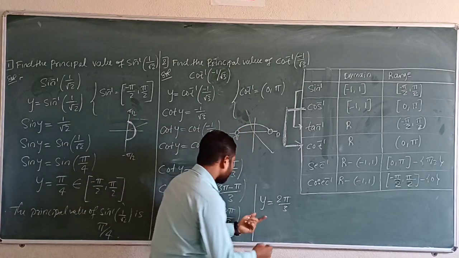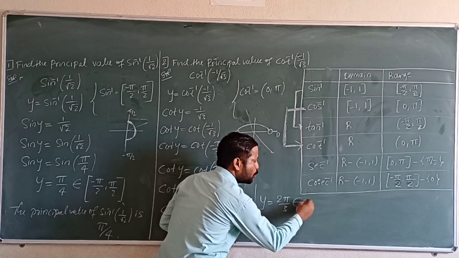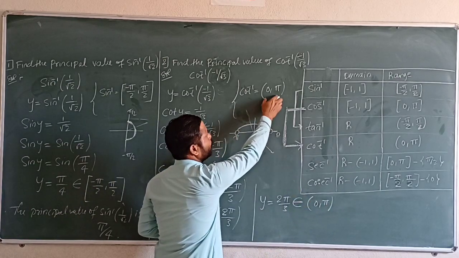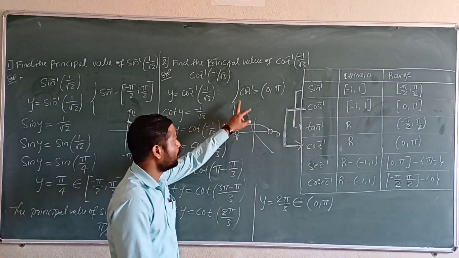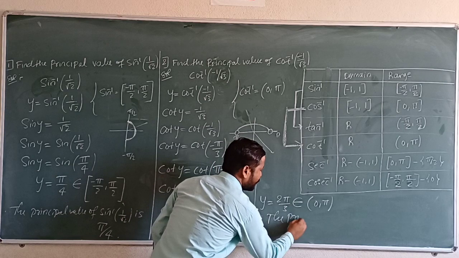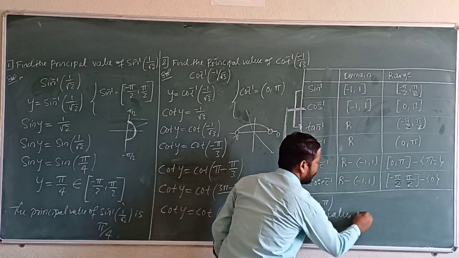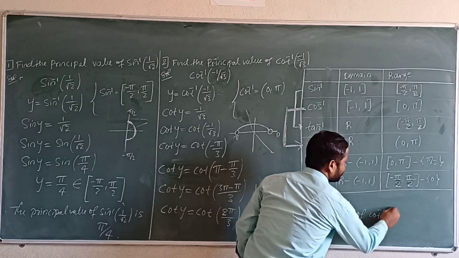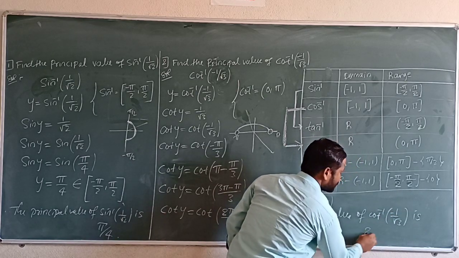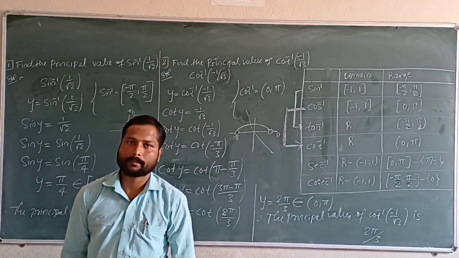No doubt. Here y is equals to 2 pi by 3 belongs to which interval? That is 0 to pi. So therefore the principal value of cot inverse of minus 1 by root 3 is 2 pi divided by 3 is the answer. Okay, right now.